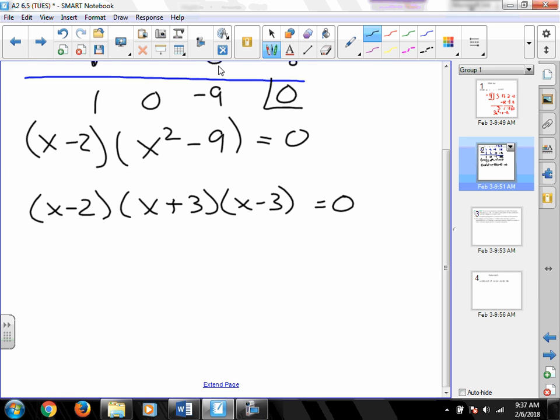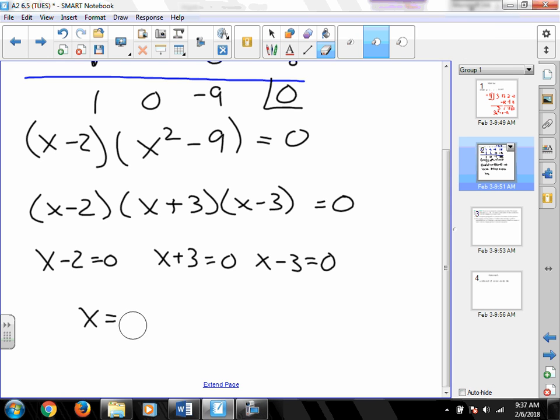We set all of these equal to 0. So x minus 2 is equal to 0, x plus 3 equals 0, x minus 3 equals 0. And hopefully by now you guys can all solve these. X is going to be 2, -3, and +3. Can I do x equals 2 and x equals plus or minus 3? Yes, you can use plus or minus notation if you would like.